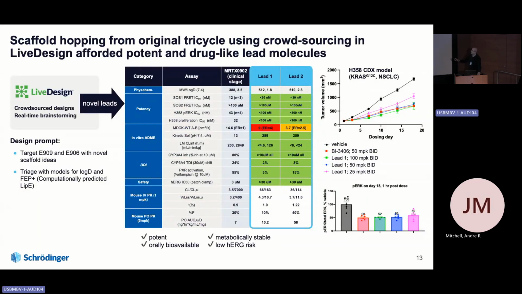Also, in a TGI model, these leads performed very well, and the PD was excellent. So to pull all this together, we were able to use this approach of repurposing this new solvent-exposed salt-bridge interaction that we had discovered to come up with these lead series that were potent, orally bioavailable, metabolically stable, and had low hERG risk. And ultimately, this culminated, as I mentioned, in the discovery of the IND-ready SOS1 inhibitor, SGR-4174.